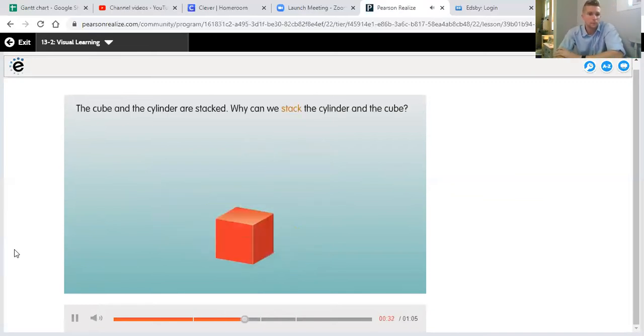The cube and the cylinder are stacked. Why can we stack the cylinder and the cube? Oh, I hope you're saying, because Mr. Nielsen told us that if it has a flat side, then I can stack them, right?